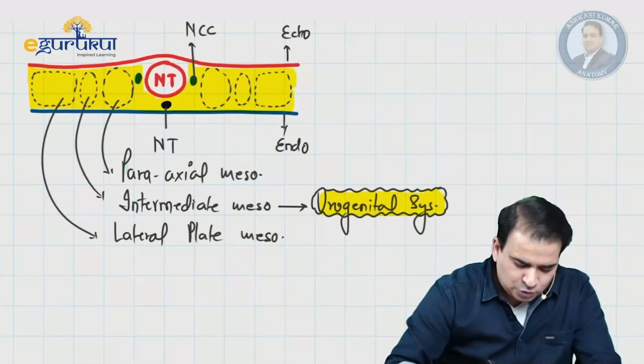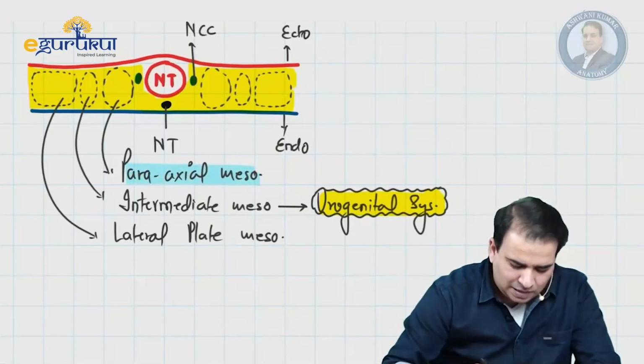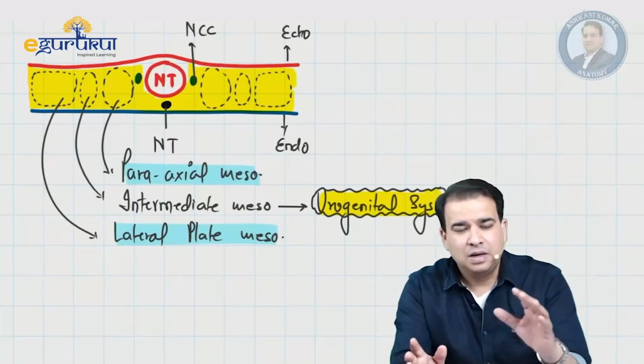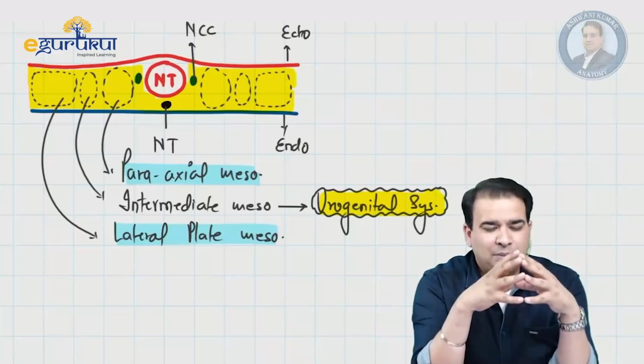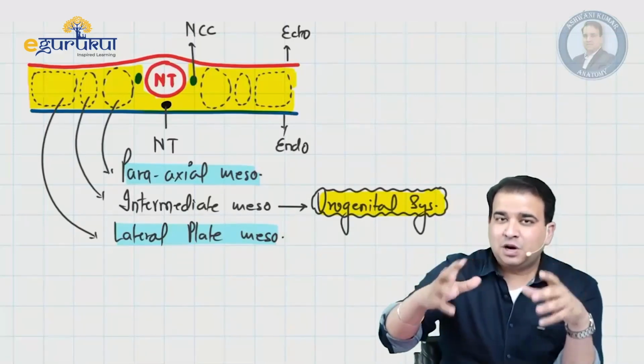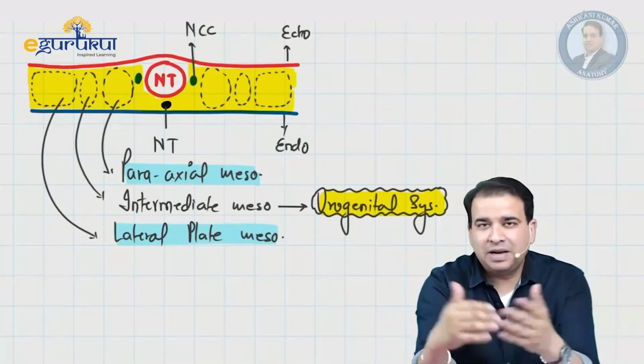And then comes these two, the para-axial mesoderm and the lateral plate mesoderm. I very sincerely suggest that every time you read the para-axial mesoderm, you should read the lateral plate mesoderm immediately along with it. Because whatever is derived from the para-axial mesoderm, and then you will see there are certain structures which are not derived from the para-axial mesoderm, will be derived from where?